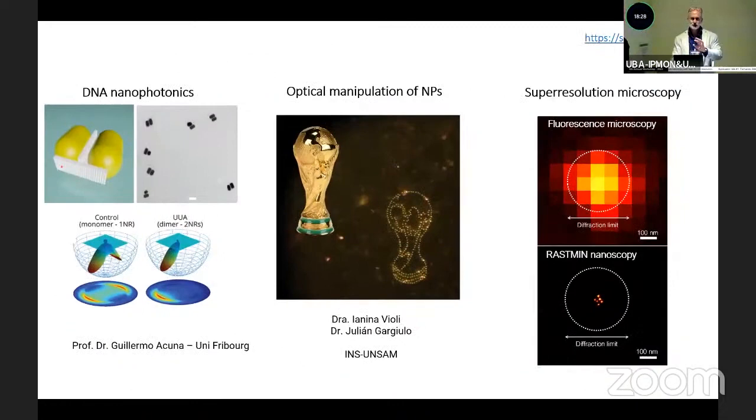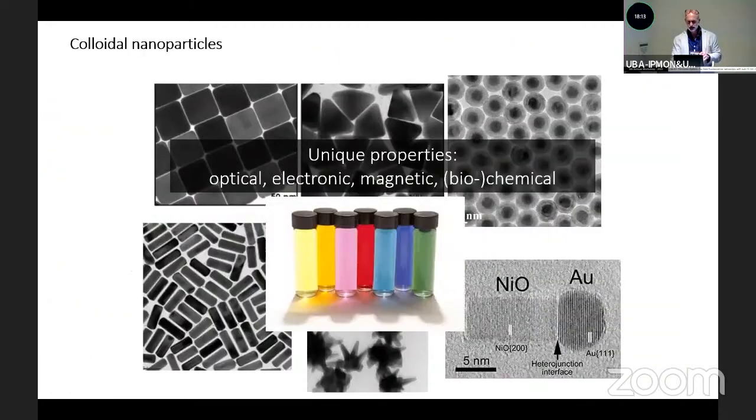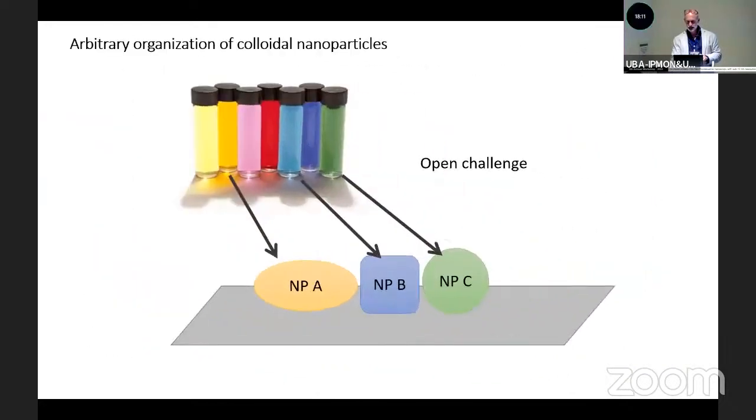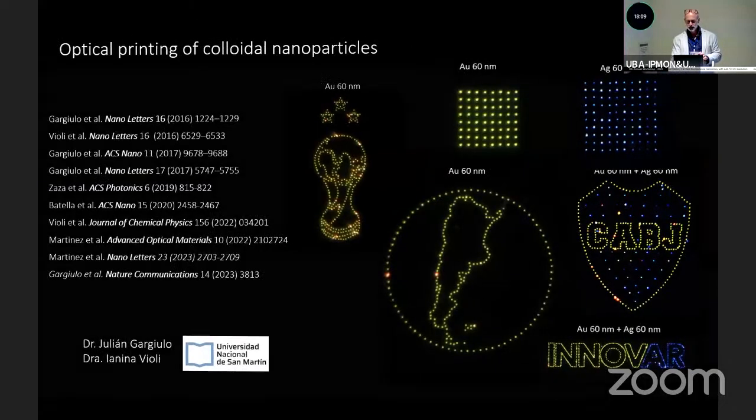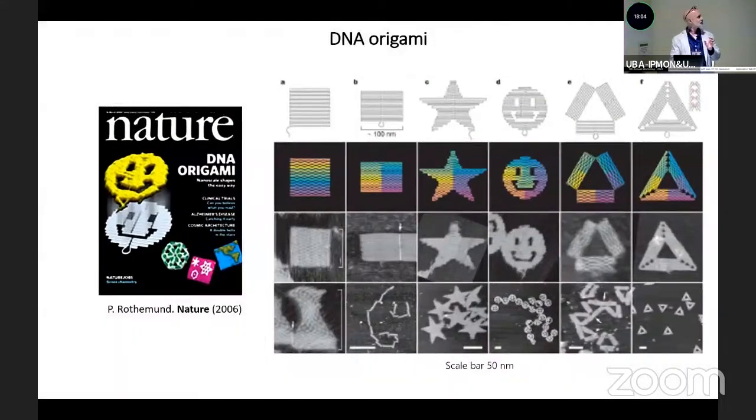Okay, so in our group, just to give you some snapshots, we not only do super resolution, we also do some nanophotonics using DNA self-assembly, and we work on optical manipulation of colloidal nanoparticles. I will skip this because we don't have too much time, but I will spend some time to explain a little bit of DNA origami, because we will use that in the talk. So DNA origami is a relatively new technology.